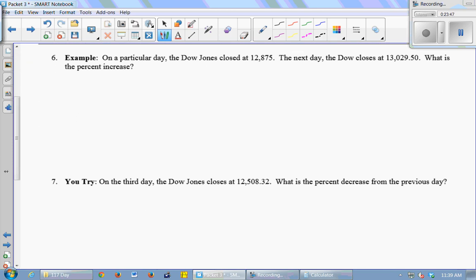All right, so here's another problem that involves percentages. On a particular day, the Dow Jones closed at 12,875. The next day, it closed at 13,029.50. What percent did it increase by? Right, so my base quantity is 12,875. I'm going to increase it by some percentage, right? I don't know what. Multiply by 1 point something, right? To increase by some percent. And I'm going to land at $13,029.50.